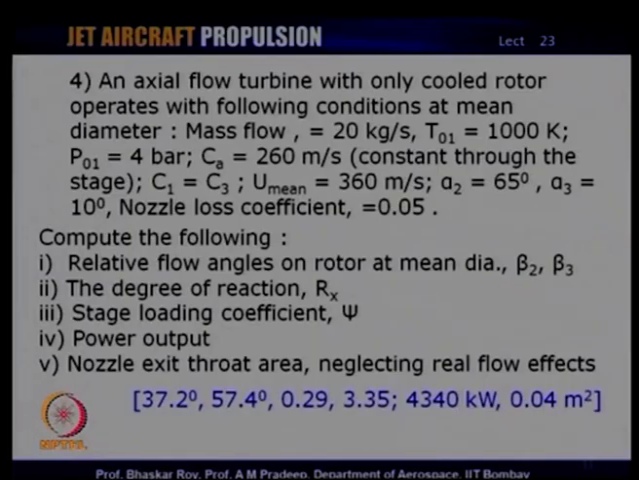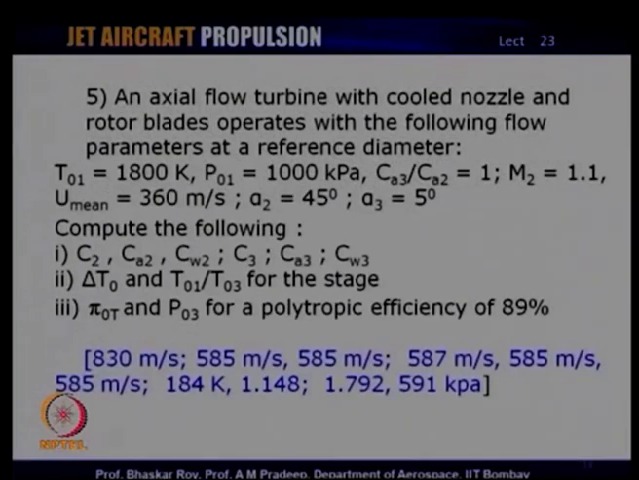This is the throat area at the exit of the nozzle, which is typically at the end of the converging channel that is prescribed or normally used in the stator nozzle. The fifth problem that is prescribed to you is the axial flow turbine with cooled nozzle and rotor blades. That means, both nozzle and rotor are prescribed to be cooled, operates with the following flow parameters at the reference diameter, which is the mean.